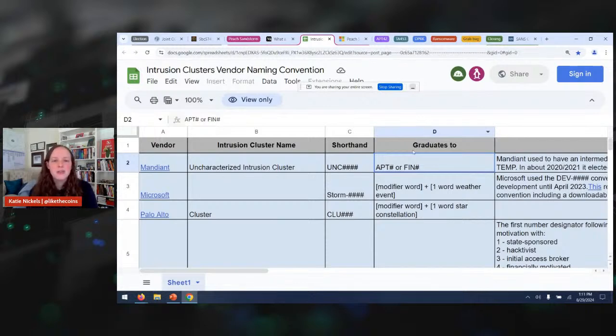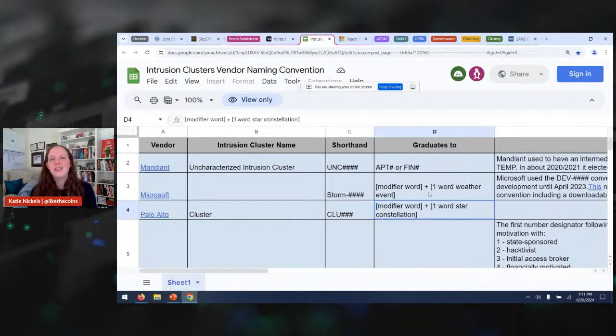Growing up, graduating to a fully fledged group. That's where you might see from Mandiant an APT name, right? Microsoft, a weather name like Peach Sandstorm, etc. So just keep this in mind as we go through talking about all these group names.